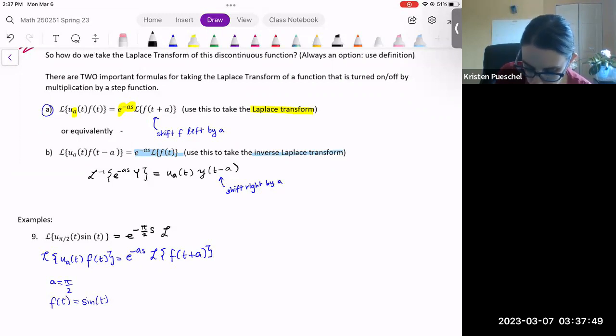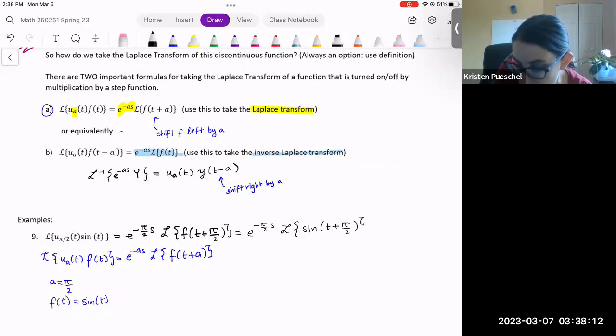Okay, so it's in the frequency domain times the Laplace transform, and we're going to make a shift in the time domain. So we have f of t plus pi over 2 is e to the negative pi over 2s times the Laplace transform of sine of t plus pi over 2. Okay. So we have to know what that function is.